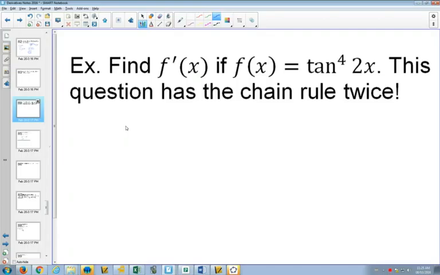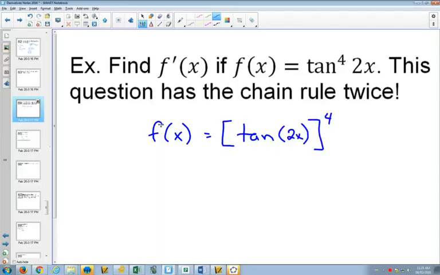So again, these ones that have a power with tan, sine, and cos, you might take the time to rewrite them with that power on the outside like that, just so that our chain rule becomes easier to see. Our most outside function is that power of 4. Then inside of it is the function tan, and inside the tan function is the function 2x.